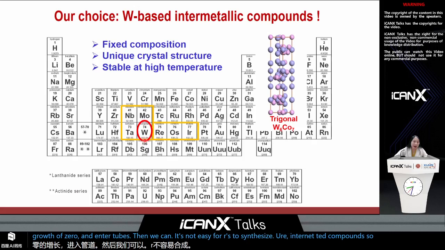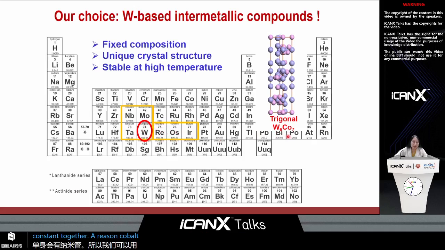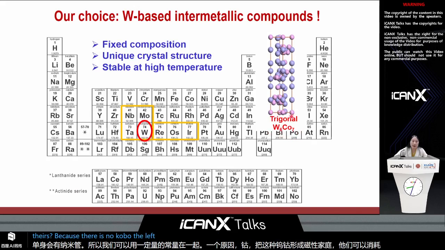Tungsten cannot catalyze the growth of single wall carbon nanotubes. Therefore, we can use an extra amount of tungsten together with cobalt to form this tungsten-cobalt intermetallic compound. Then we can consume all the cobalt. Because there is no cobalt left, it's okay for the selective growth of carbon nanotubes.